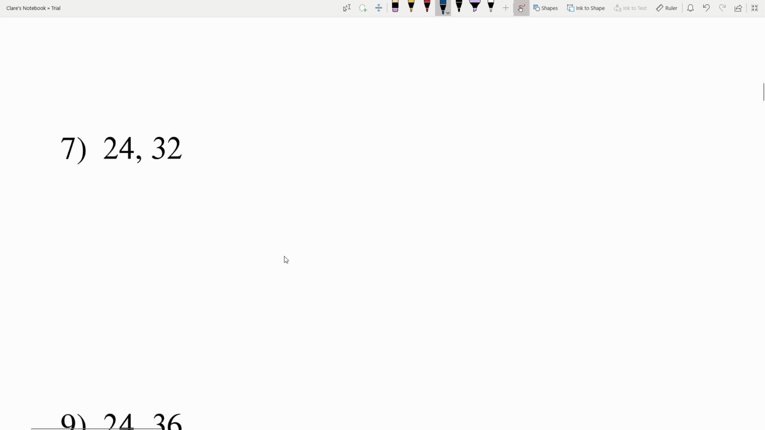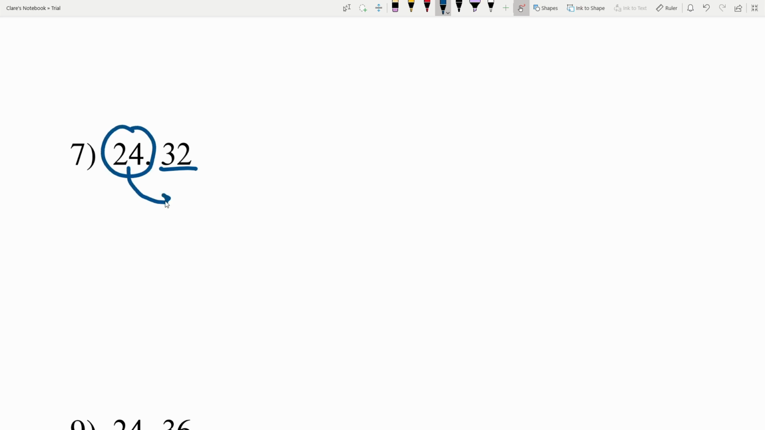In number 7, we have 24 and 32. I know that 24 does not go into 32, so 32 is not the least common multiple, but we'll work with this larger number to see when 24 divides into those multiples. So 32 times 2 is 64. Does 24 go into 64? No, it doesn't. So let's try 32 times 3.